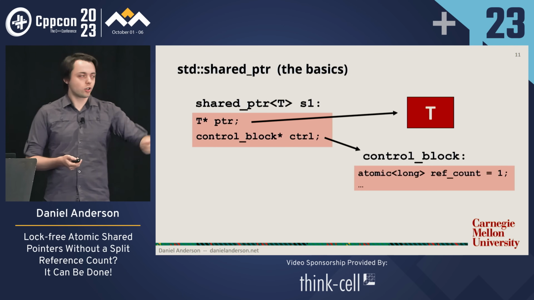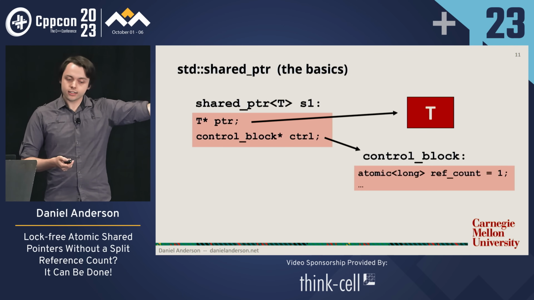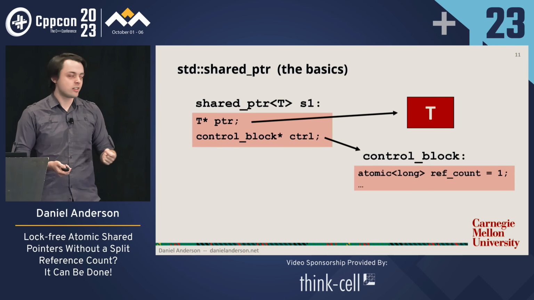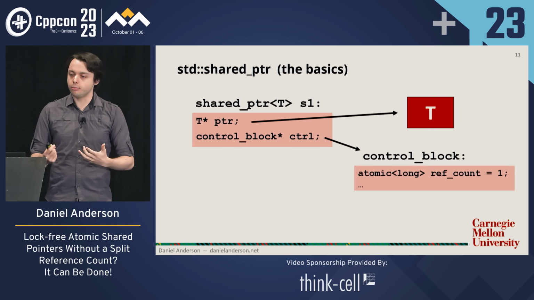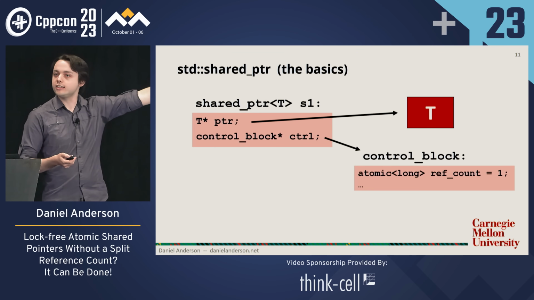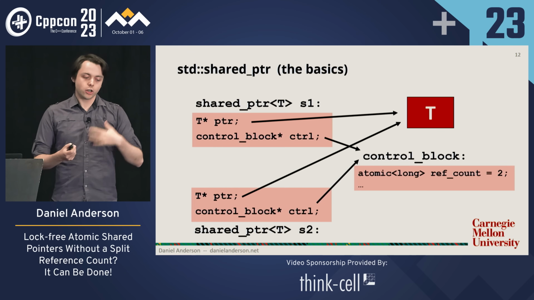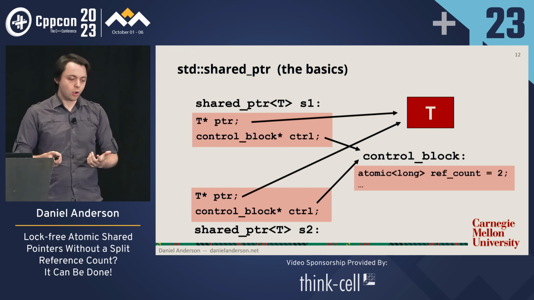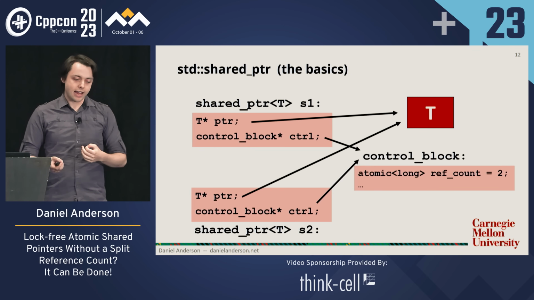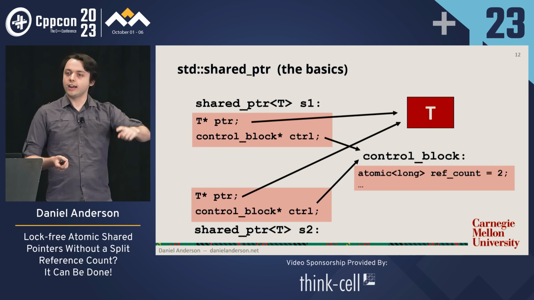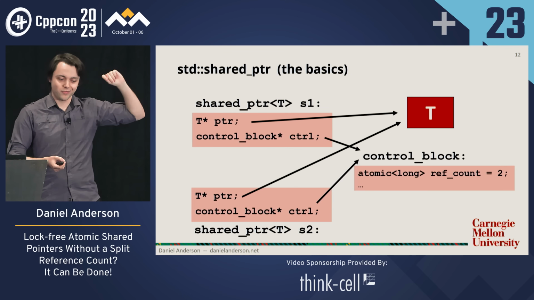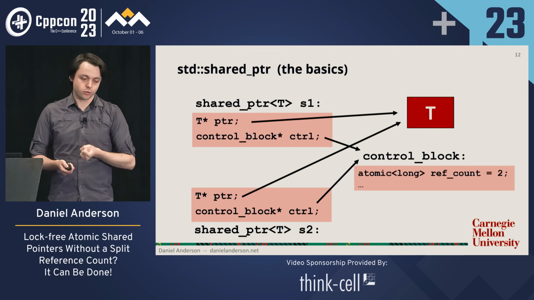So it points off to this control block on the heap, and this control block contains an atomic reference count, right? That is a counter that tells you how many shared pointers are currently pointing to that same T object. So it's 1, because there's one of them. If we now make a copy of the shared pointer, we get a pointer to that same managed object, that same T, and a pointer to the same control block, and we will have now incremented the reference count to 2 because there are 2 of them. And that is done automatically for you.